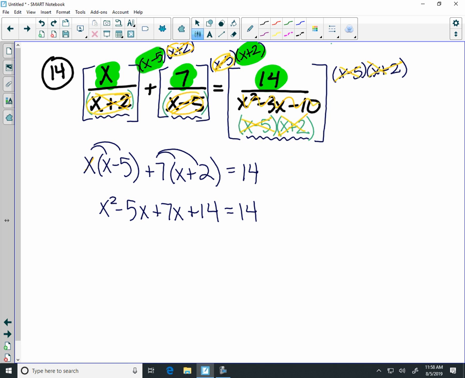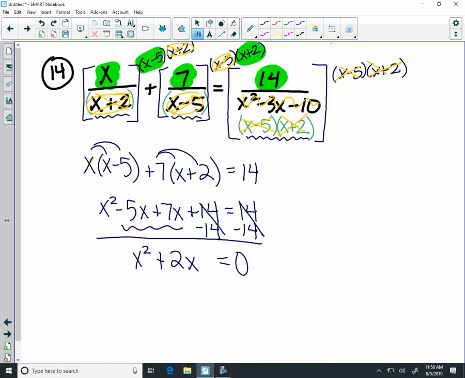This one looks like it's going to be a trinomial, but look what happens when you set it equal to 0. It's awfully nice. My x squared stays. Negative 5x plus 7x is positive 2x. I can take out an x. So that means that x equals 0 and x equals negative 2.